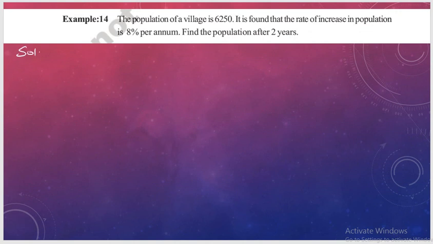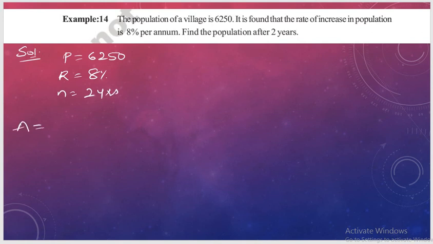What example number 14 talks about is, the population of a village is 6250, right? It was found that the rate of increase in population is 8%. Whenever you discuss population, the population increment will be with respect to compound interest, right? Here the given rate is 8% per annum. Find the population after 2 years. So n is equal to 2 years.